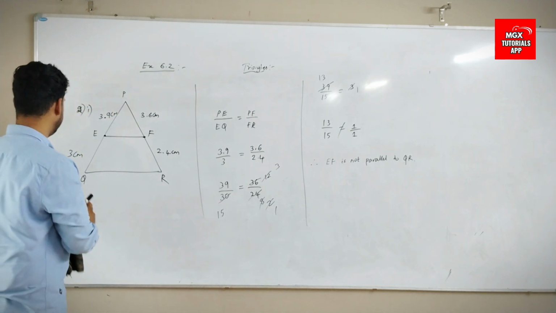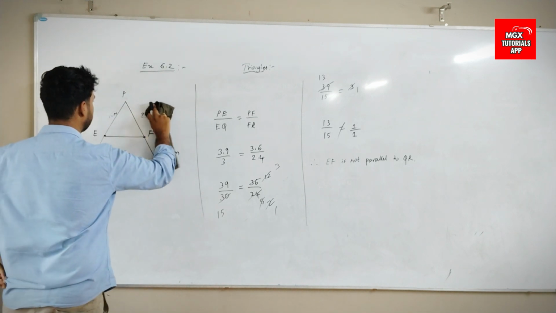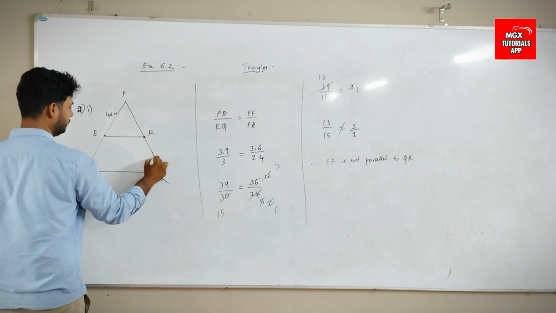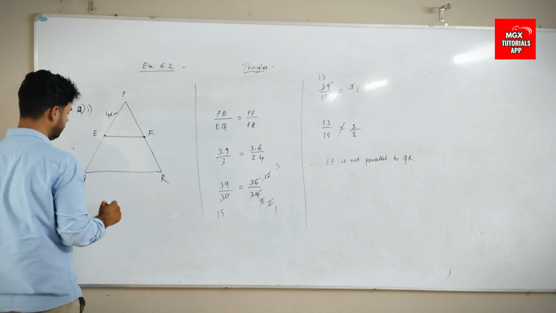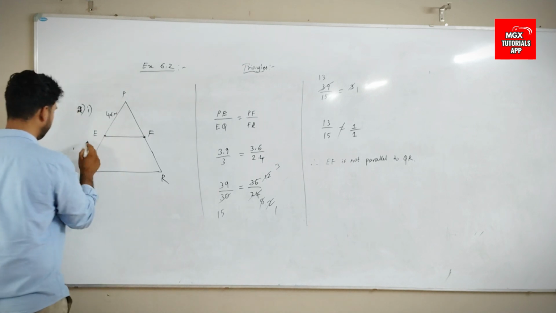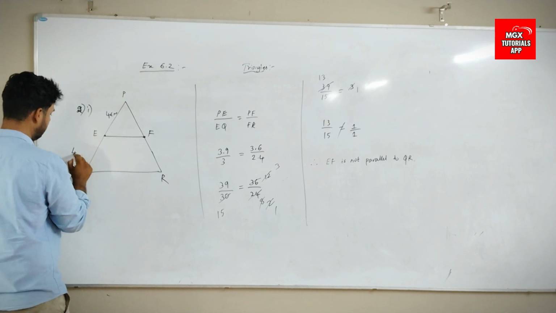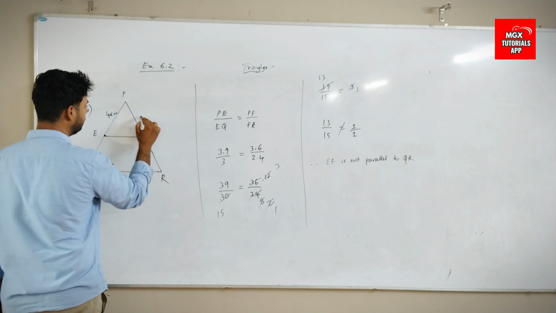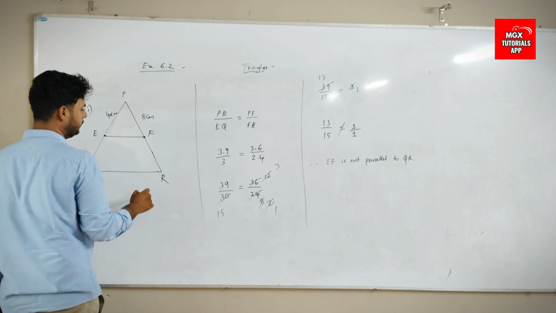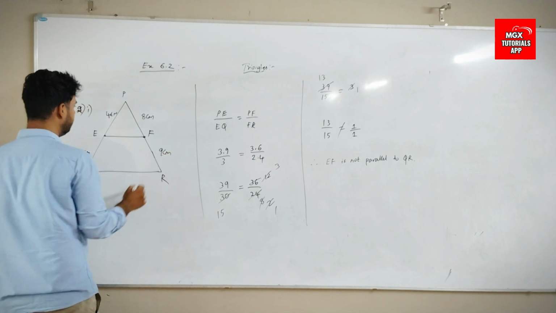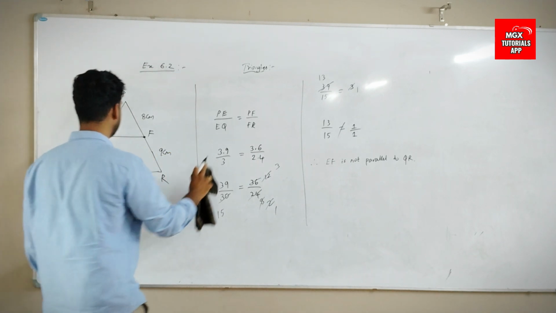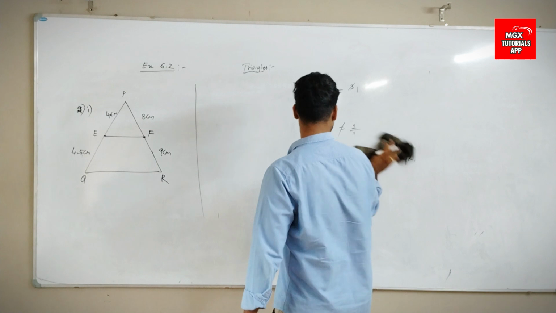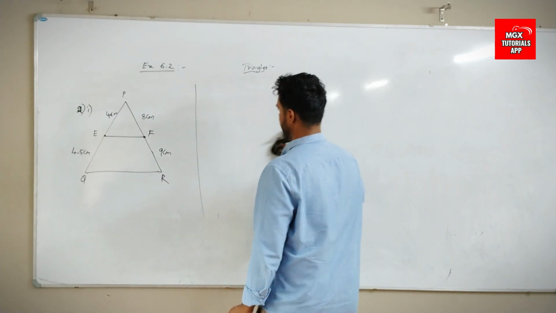Read the values. PE is 4 centimeters, QE is 4.5 centimeters, EF is 8 centimeters, and RF is 9 centimeters. Once again, read it. PE equals 4 centimeters, QE equals 4.5 centimeters, EF equals 8 centimeters, and RF equals 9 centimeters.